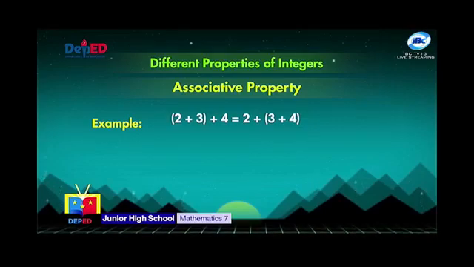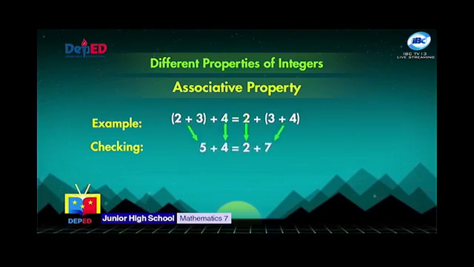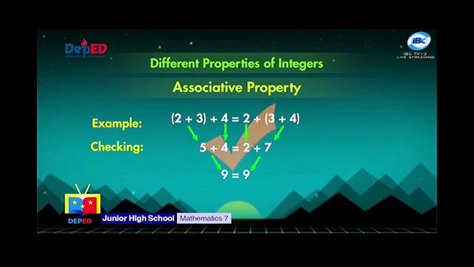Let us check if both sides of the expressions are equal. The quantity of 2 plus 3 is 5 plus 4 is equal to 2 plus the quantity of 3 plus 4, which is 7. Then 5 plus 4 is 9. That is equal to 2 plus 7, which is also equal to 9. Therefore, both expressions are equal.